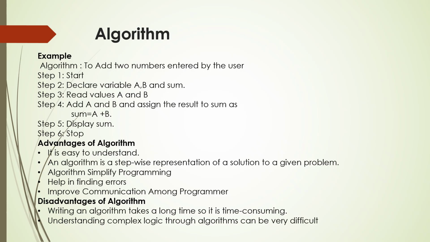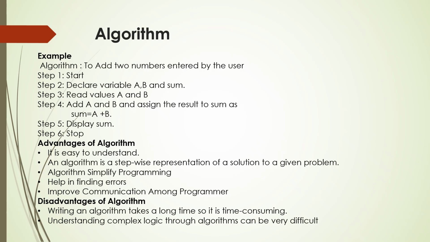Now that we understand what an algorithm is, let us see how an algorithm is actually written using a simple example. Suppose we want to create a program that adds two numbers entered by the user. Before writing the C program, we first create the algorithm. This helps us to organize our thoughts and ensure that every step is clear. Now let's learn the algorithm to add two numbers entered by the user.